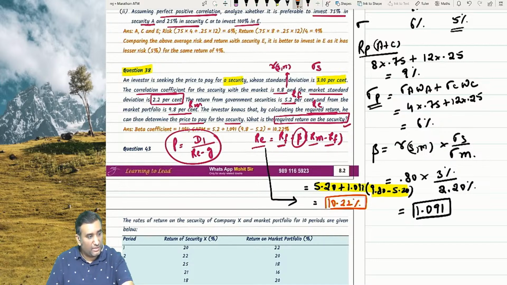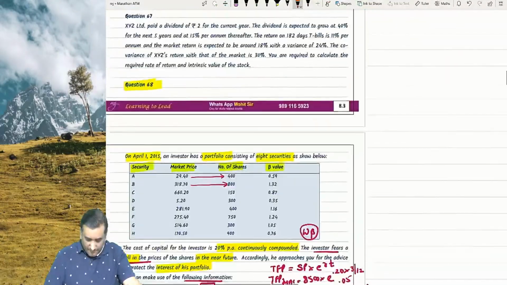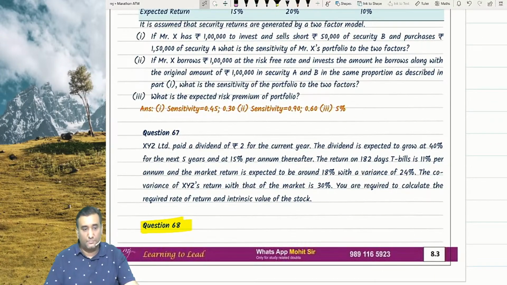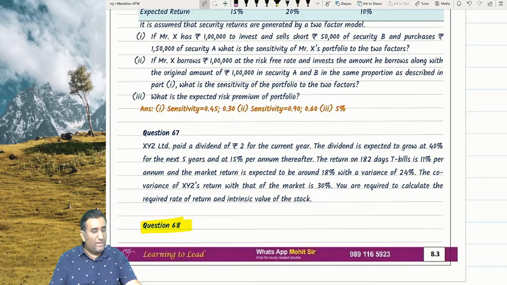Now the next question I'll cover is slightly lengthier, in which we'll do the entire security valuation concept also, with the same formula. The seventh. My expectation is at least you should be doing calculations on the calculators.